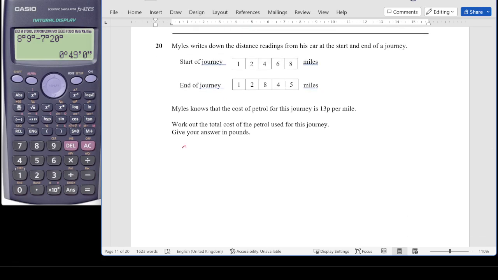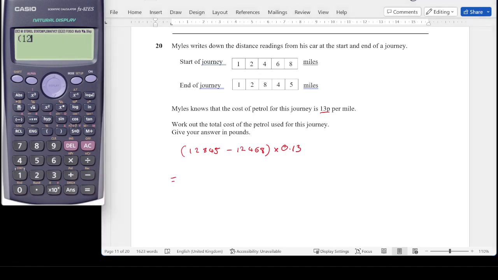So what I would type into my calculator is the end value minus the start value, and then I want to times that by the value for petrol in pounds, so 0.13. And that'll give us the cost for the journey. So I'm going to type it in like that: 12,845 minus 12,468, and then multiply that by 0.13. So I'm going for £49.02.